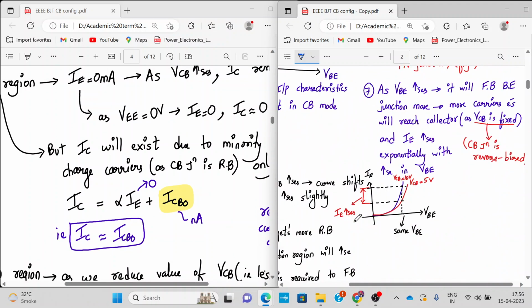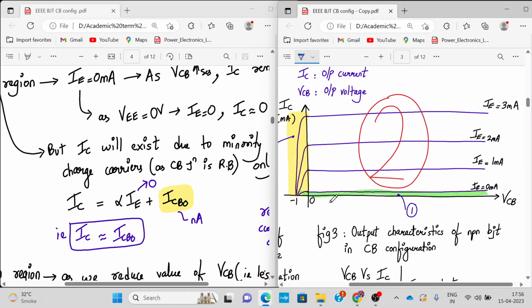That's why you see over here in the graph that this green region has some existence. Where IE is equal to 0 milliamperes, IC is not equal to 0, it's equal to ICBO, where ICBO is the leakage current and its value is roughly in the range of microamperes to nanoamperes. All right, so this is what happens. Nothing much happens in the cutoff region. The device is off, and only leakage current flows through the device.